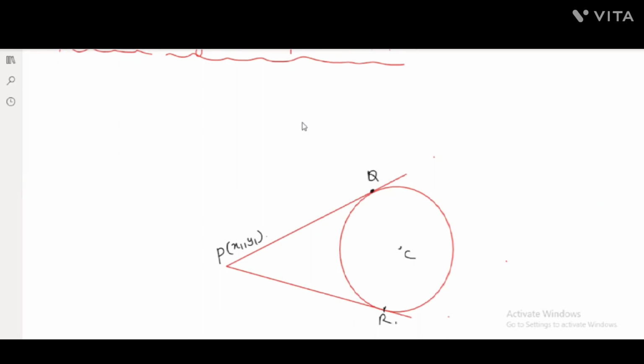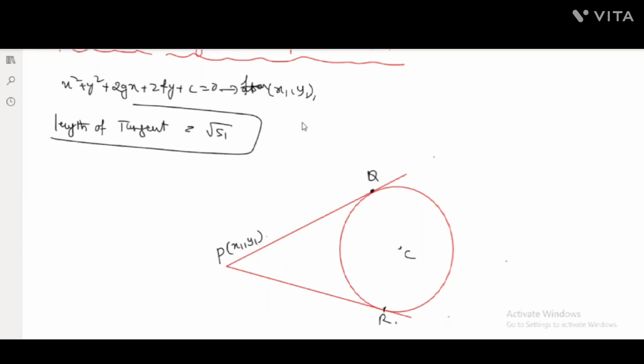So we're assuming the circle equation x square plus y square plus 2gx plus 2fy plus c is equal to 0. For this, from the point x1 comma y1, if you draw the tangents, so the length of the tangent is root S1. So let's see how we will get this one. So this is what we have to prove here. So for that, let's see what is the solution for this.